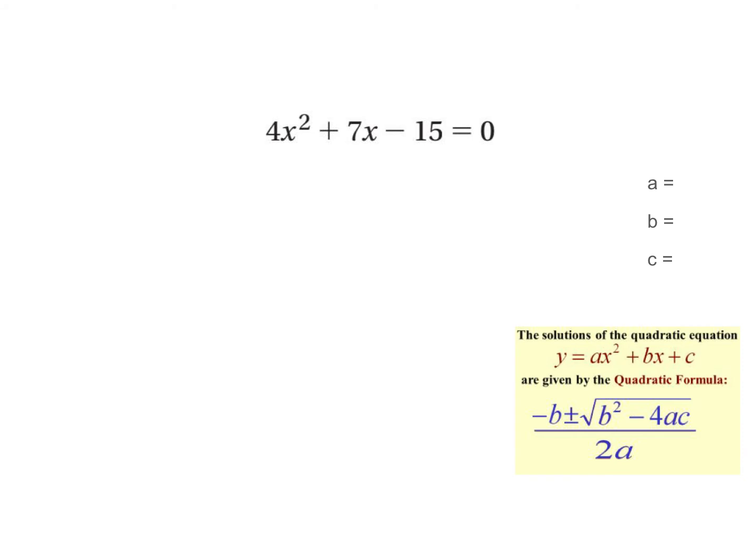All right, let's try another one. This one is already written in standard form for us, so that's nice. So we have 4, 7, and negative 15 for our values.